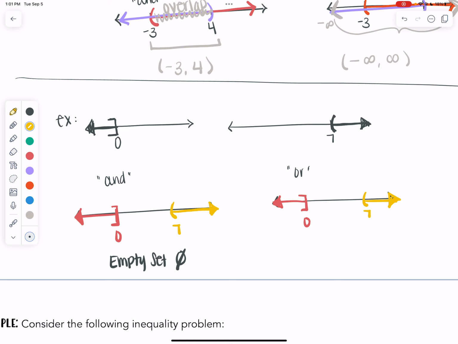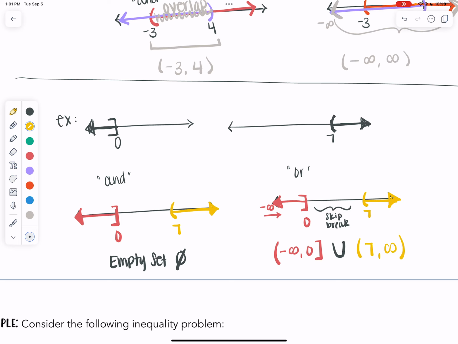Versus or of these graphs, I've got my 0 going off this way and 7 going off this way. Well, when I unite those two graphs together, now I have to take into account both parts. And so I'm going to write this as an interval. The graph goes from negative infinity to 0 with a bracket on 0, union, because I've got this little skip, a break in the graph, and then 7 to infinity.